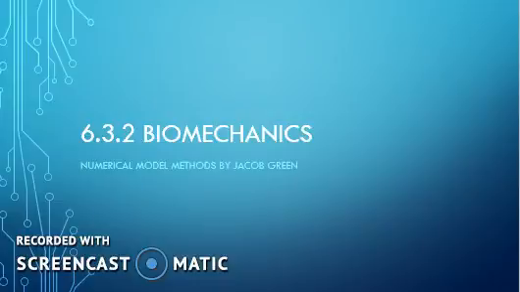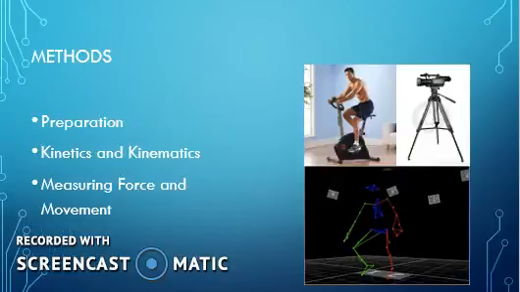Hi, and today we'll be looking at 6.3.2 biomechanics numerical model methods. It will be an overview of just the different types of methods we use to measure certain things. Now, firstly, the three main methods we'll be looking at today are preparation, kinetics, and kinematics, measuring force and movement.